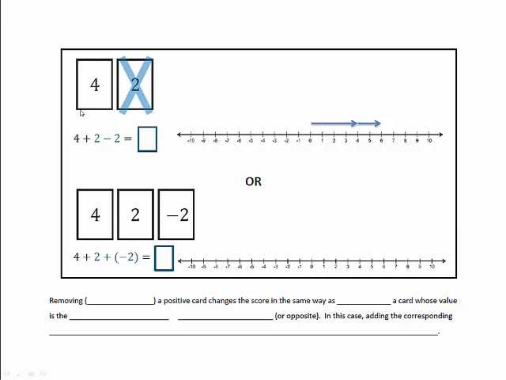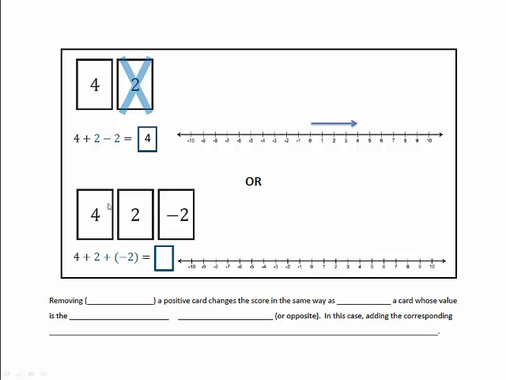Let's take a look at this example two different ways. In this first section, here's my original example, 4 plus 2, and then I'm going to take away that 2. If I take away that arrow, I'm back to 4, which leaves my answer at 4. Remember, we talked about how adding and subtracting the same number gets us back to our original number.